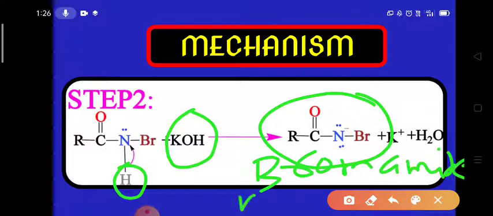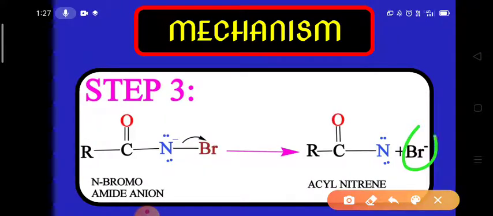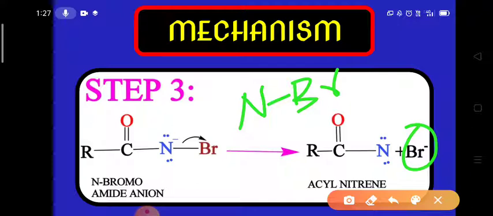N-bromoamide anion. This is the second step. And in the third step, from this N-bromoamide anion, bromine goes outside in the form of the bromide anion by taking the electron pair from the N-Br bond. It goes outside in the form of Br minus, bromide ion.